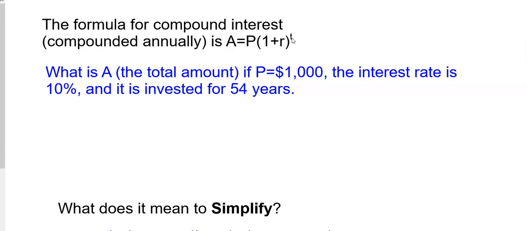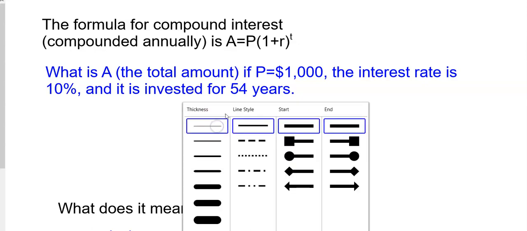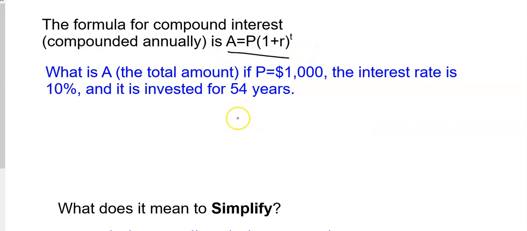So in this problem, it's just a matter of plugging into the formula. So A, well, we don't know that. A equals, the principal is 1,000, times 1 plus the rate, which is 0.1, to the power of T, which is 54.